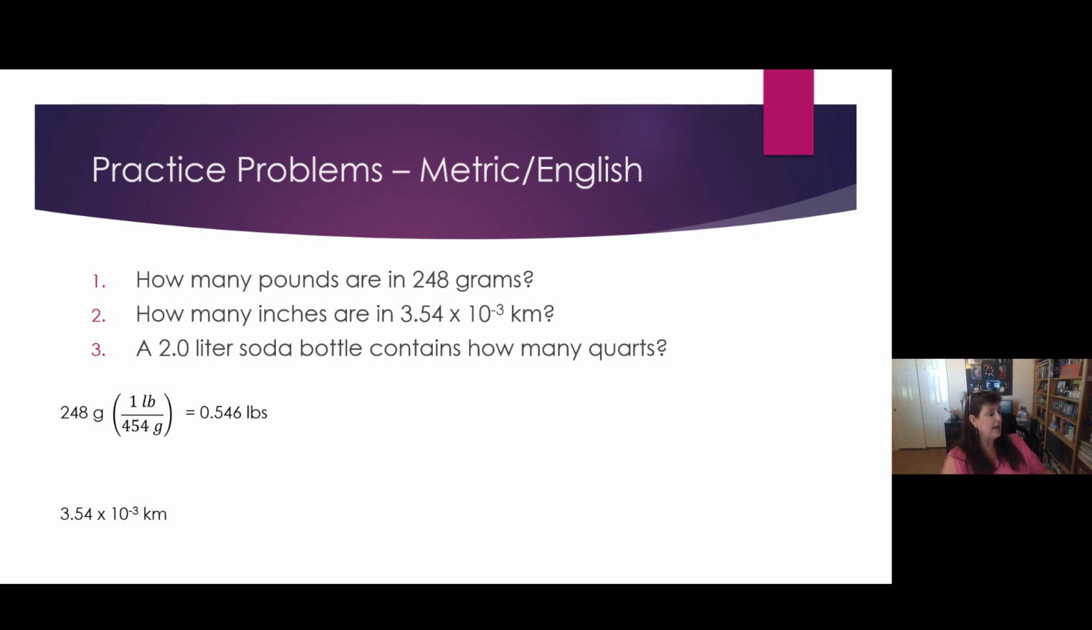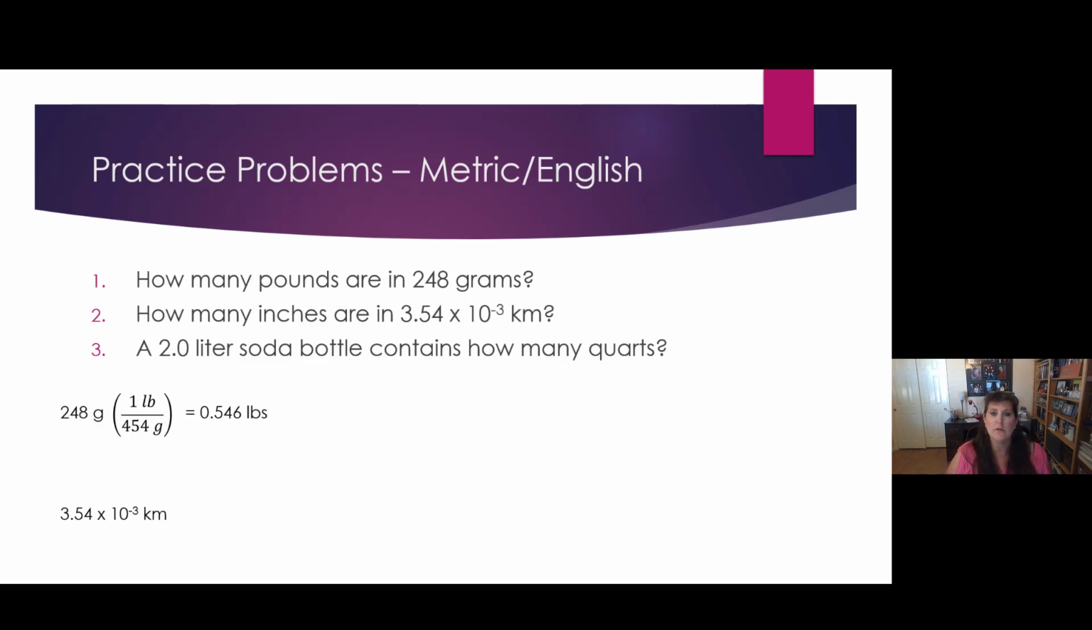The first one, an inch is 2.54 centimeters. I'm going to need that. So I have kilometers. I can get to centimeters, then use this to get to inches. Cool. All right, so I started out with kilometers.